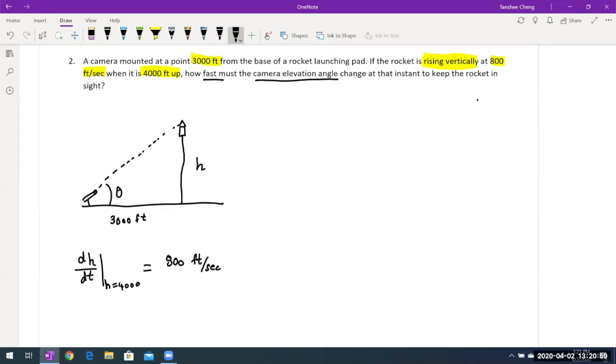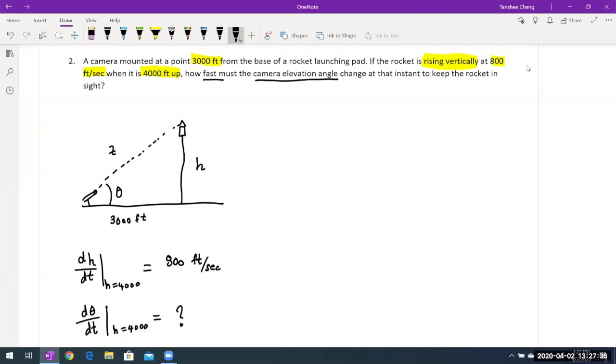So in this case, we want to know what is dθ/dt, the rate of change in the angle of elevation with respect to time, when the height is 4,000 feet at that instant. Are there any questions regarding this question so far?